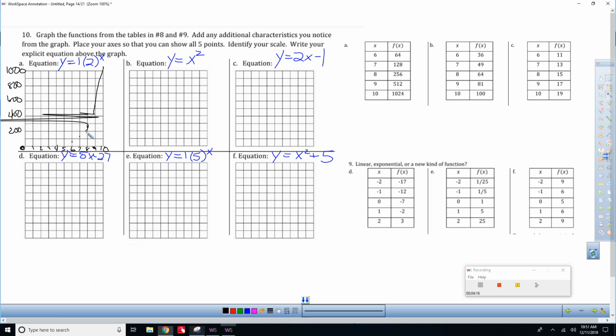This ViewSonic. All right, I'm just going to go faster, Carson. Okay? That's the best I can do on this ViewSonic.